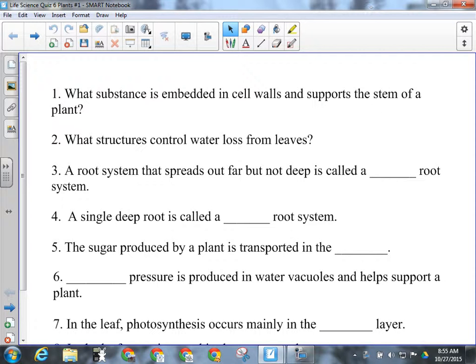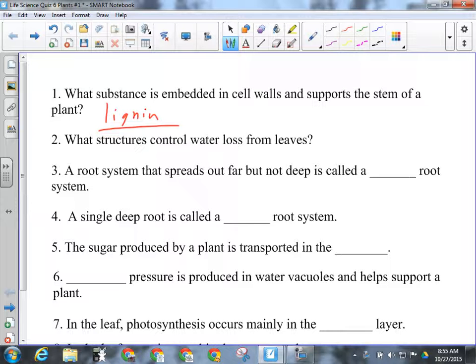Okay, so what substance is embedded in the cell walls and supports the stem of a plant? Lignin. One mark for that. What structures control water loss from leaves? Okay, guard cells I'll accept because they're part of the stomates. So we'll go with that.